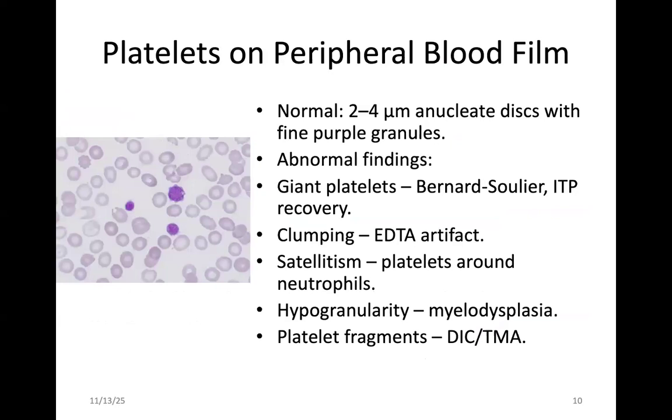All right, so let's go and look at the nature of platelets as we see them in our films. The normal platelets look 2 to 4 micrometers in size, and they are anucleate discs with fine purple granules. Some of the abnormal findings you find on the film are giant platelets that come with Bernard-Soulier syndrome, or somebody recovering from ITP, idiopathic thrombocytopenia.